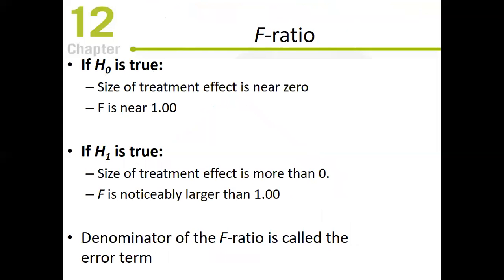If the null hypothesis is true, that means that our treatment effect is going to be near 0, and we can expect to get F ratios of about 1.0. So F ratios around that 1.0 mark usually mean we don't have enough evidence to reject the null. There's no detectable treatment effect here. If the alternative hypothesis is true, it means that we do have a treatment effect, and we're usually going to get F values well above 1.0.